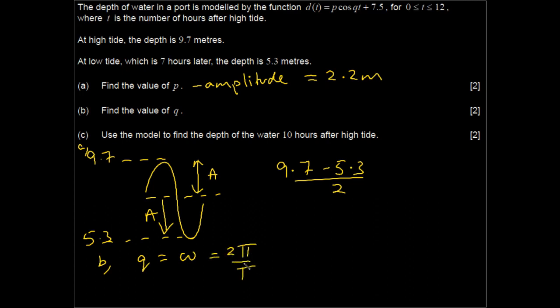So we know that the time between the high and the low is 7 hours. So therefore the time period is going to be 2 lots of that. So time period is going to be 2 times 7, which is 14. Because we've got the time between the high tide here and the low tide here, one full cycle would continue back up again to the next high tide here, which would be double this time, so it would be 14. So therefore, Q is going to be 2 pi over 14, which I could write as pi over 7.